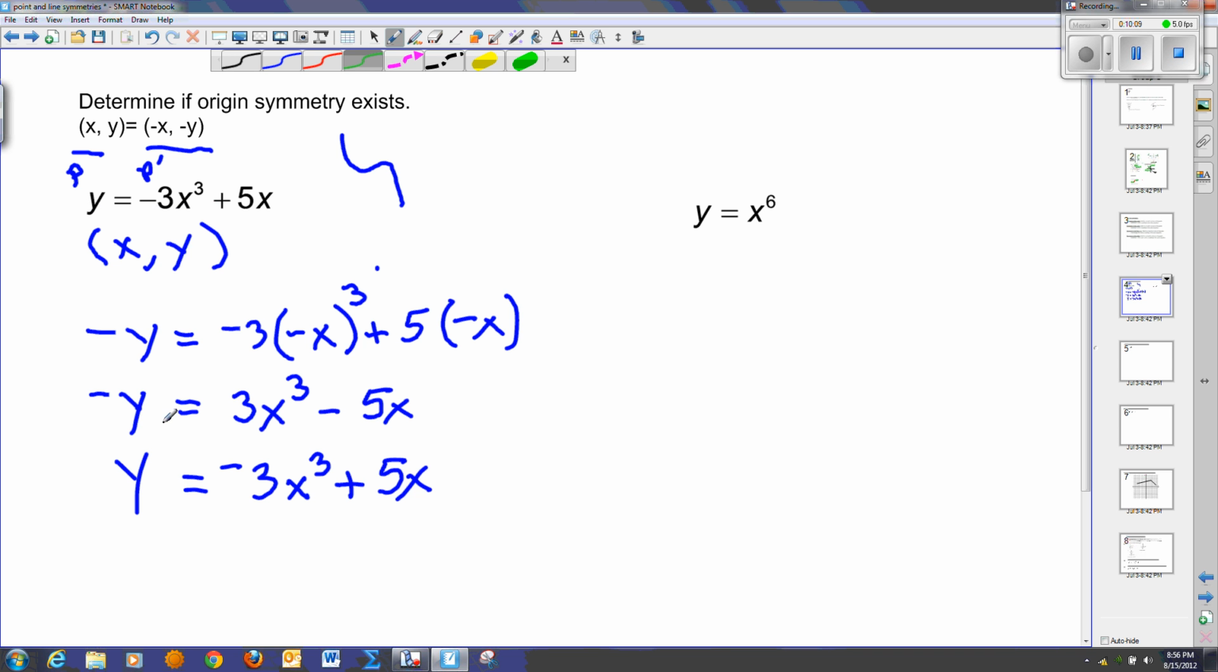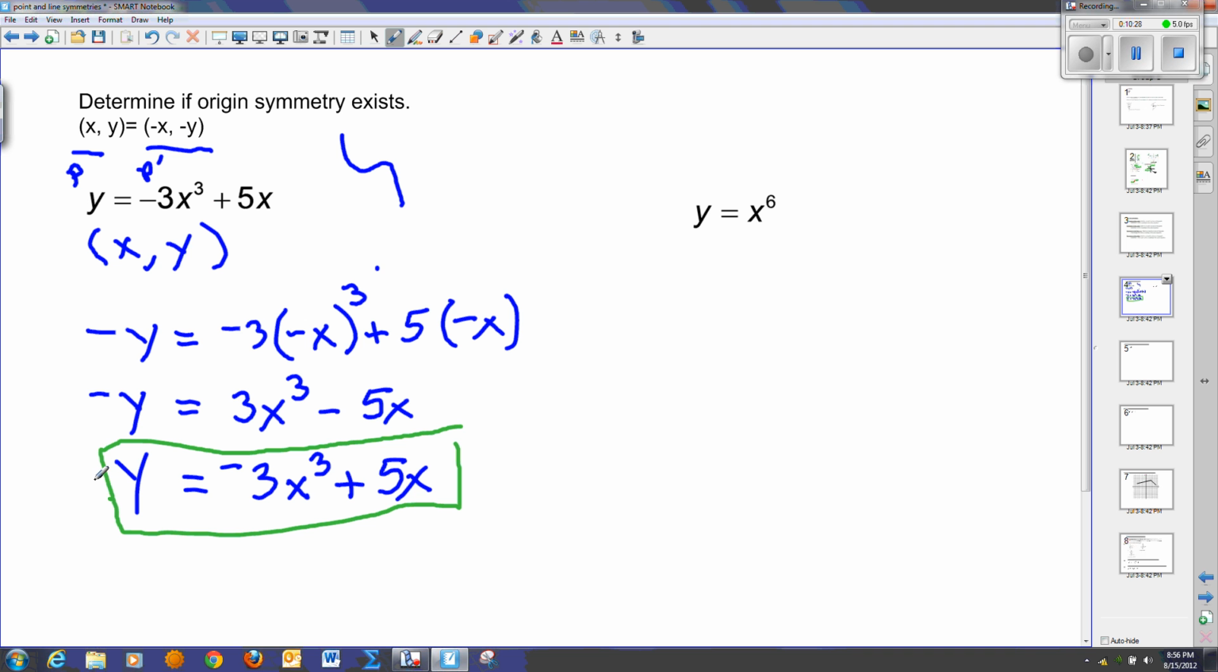Now you'll notice in this specific example that there is a difference. In my original, I have y and I have y. I have negative 3x cubed, negative 3x cubed. So far, so good. And notice what's happened in the end. My negative 5x has gone to a positive 5x. So indeed, this equation is the same as the original equation after substituting the opposite of x for x, the opposite of y for y. Therefore, yes, this is origin symmetric.